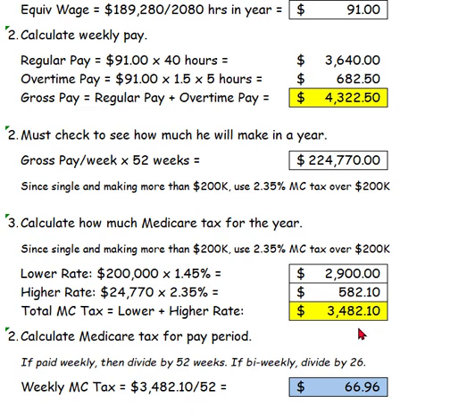The last thing we do is we take this number and we divide it by the number of pay periods for him, which is, in this case, 52 weeks. So his Medicare tax for each week is $66.96.